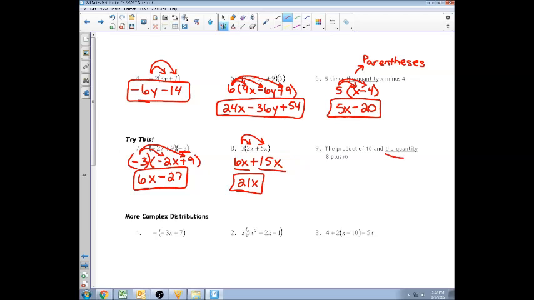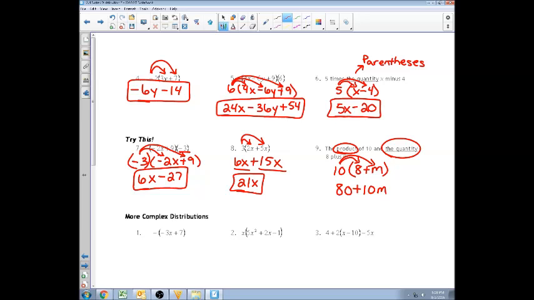We have another one of these problems that says the quantity. Remember that that's going to have parentheses with everything that comes after the term the quantity. So now we have 8 plus m. I'm going to write that first. 8 plus m. Put that in parentheses. It says the product, so that means it's multiplication. I can just put a 10 in front of the parenthesis. I'm going to take the 10 times the 8. That would give me 80. I want to take 10 times the m. That would get me 10m.